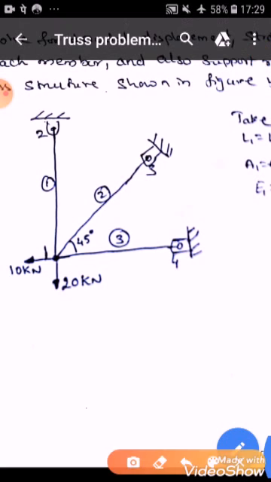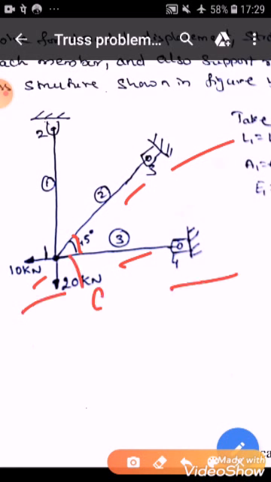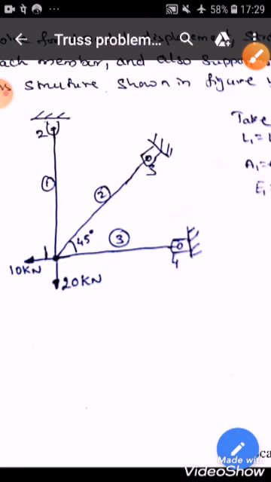Now coming to element 2. Element 2 is connected between 1 and 3. So the angle made is 45 degrees, directly given to you. And element 3 is between 1 and 4. If it is between 1 and 4, the angle will be 0 degrees. If you want to take between 4 and 1, then the angle will be 180 degrees. Those things have to be taken care of. Try to solve, and if you have any difficulties, let me know.